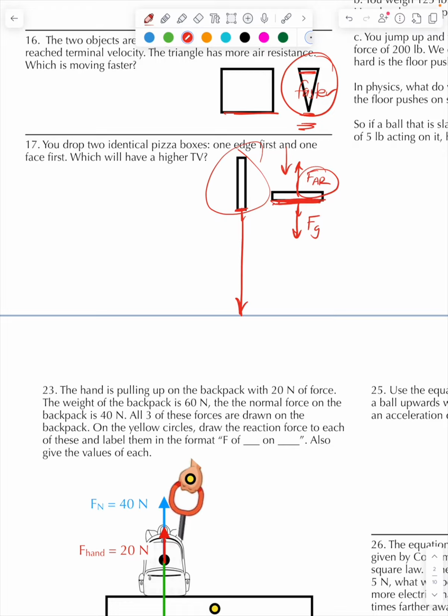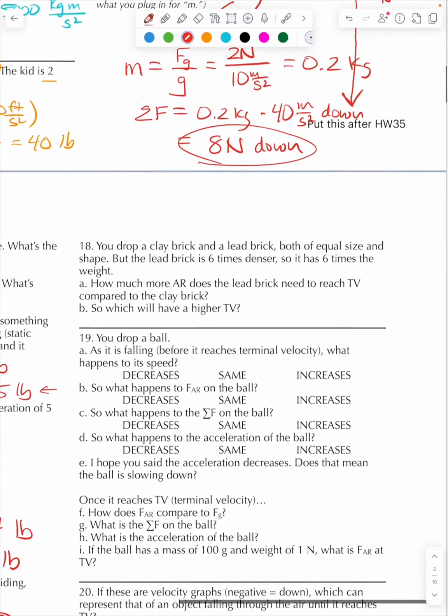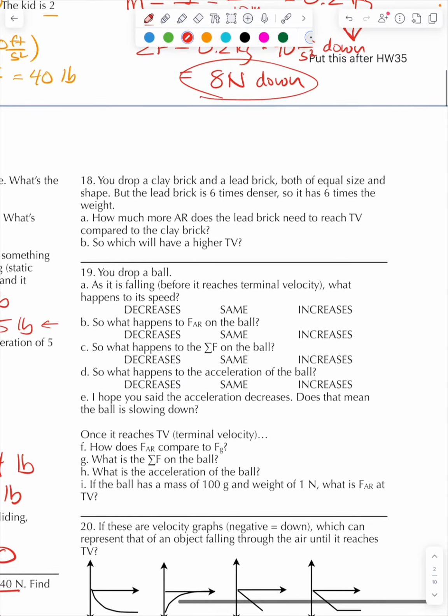Now, if you had to answer that one, common sense. You've dropped things before. You probably dropped a pizza box, edge first or face first. Which one will have a higher terminal velocity? Well, the edge first one. Okay. I told you I'd go faster, but I didn't.